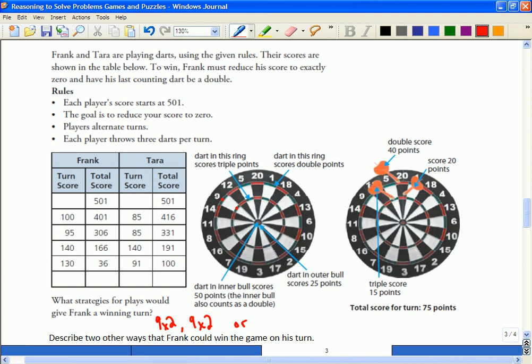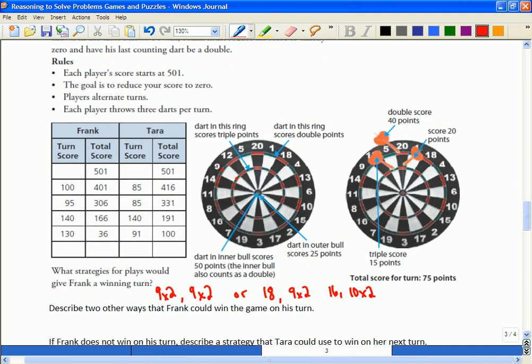How else could he do it if he has to score a double on his last turn? Yeah, so the other way he could do this, an 18 and a 9, that's a double. Anybody want to come up with another one? Just give me one more. How else could he win this game? 16 and a 10 double, so... Okay, yeah, that would work too.